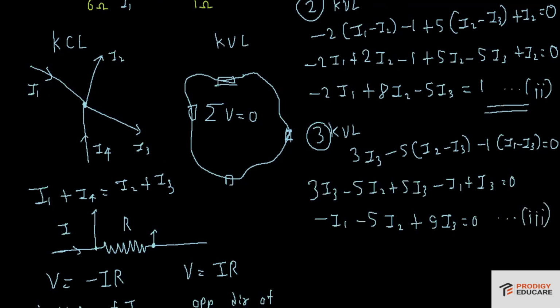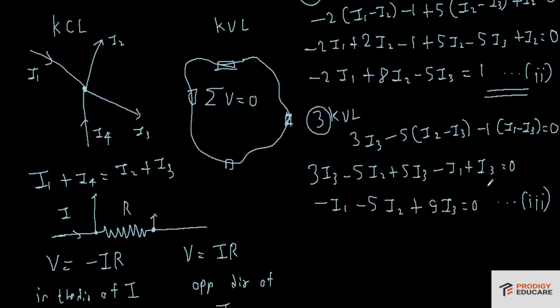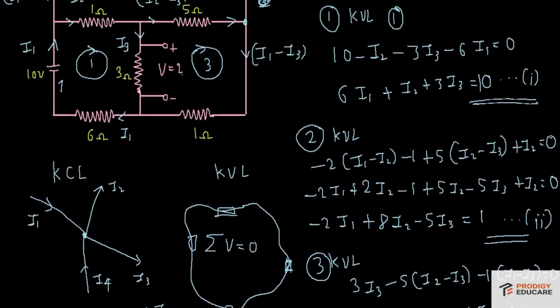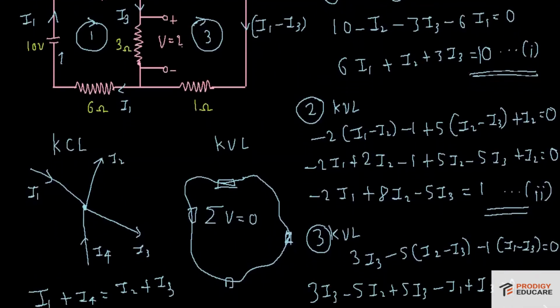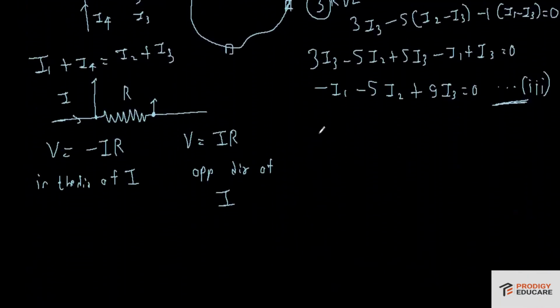Since we don't have any voltage source in the third loop, we will get 0 on the right-hand side. So equation number 1, equation number 2, equation number 3. These 3 equations we have to solve simultaneously. It is solvable very easily. You can use either the substitution method or the elimination method. After solving it, I got these values.